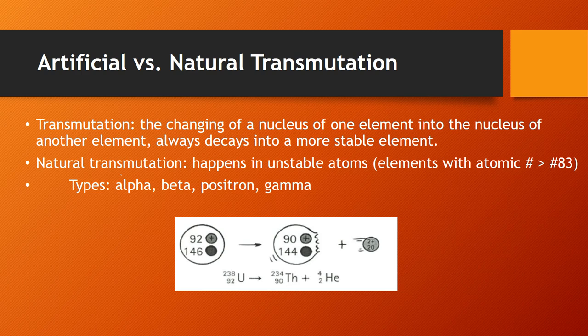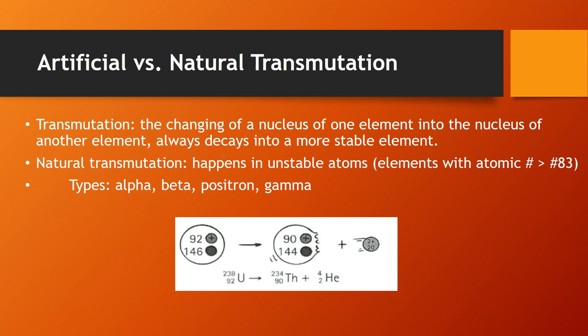These happen completely natural on their own. They're not induced by humans. And so this typically happens with elements with an atomic number greater than 83. That's where you start to get into those larger nuclei. And so that's where we tend to have a lot more of our radioactive isotopes.